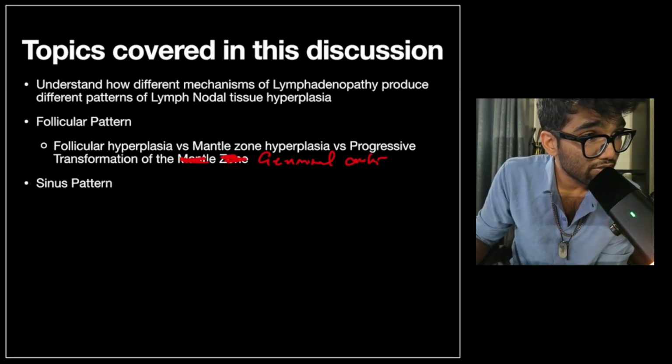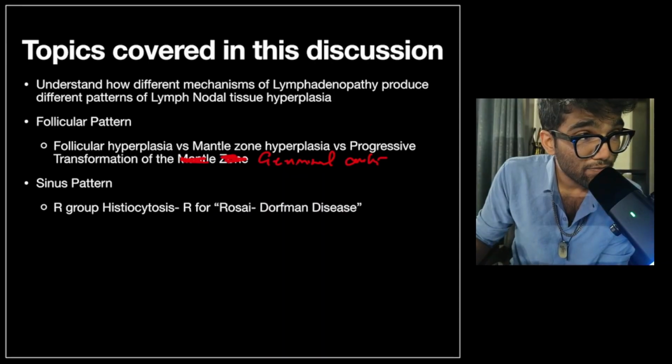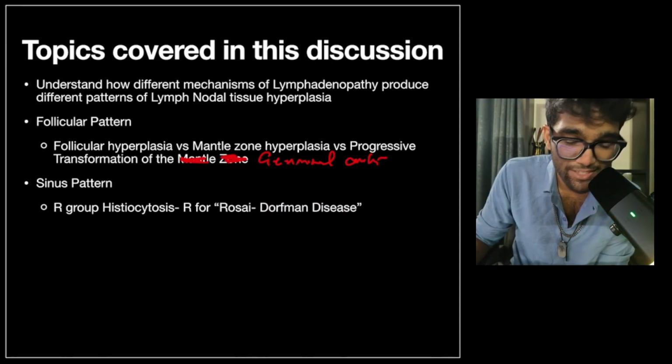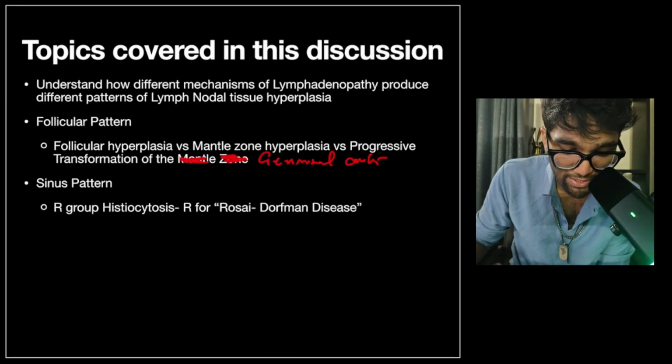Second, we'll discuss the sinus pattern. Of the cells that I've just discussed, only histiocytes do not express CCR7 and CXCR5, so they end up not being able to get into the paracortex and the cortex, so they sit in the sinus. So we'll be talking about R group histiocytosis, and we'll discuss what this means. R stands for Rosai-Dorfman disease, and this is what we'll be discussing in detail.